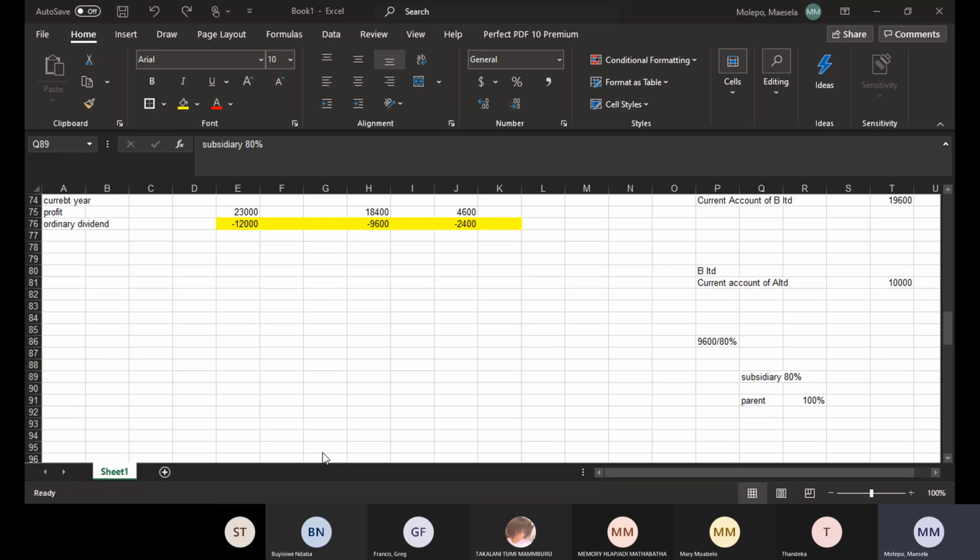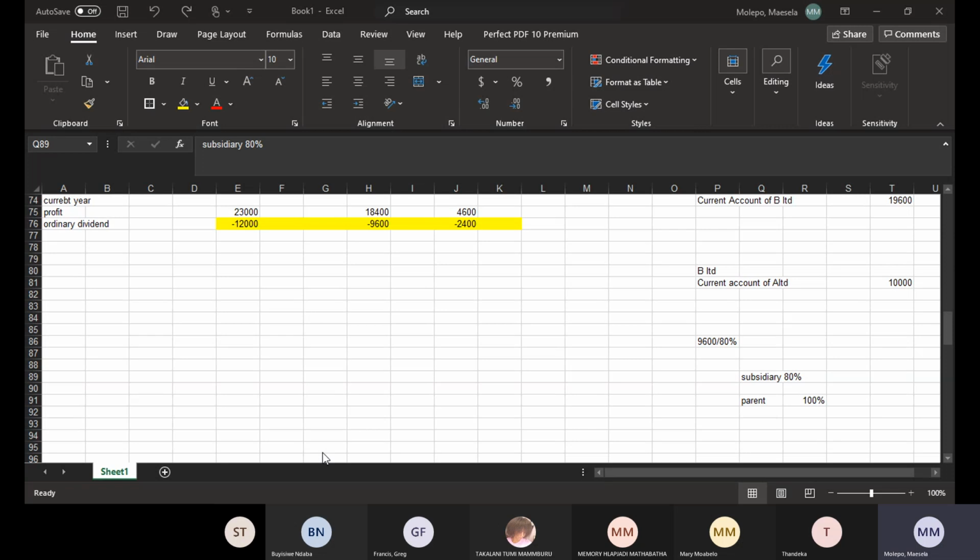Now, we didn't make any provision. However, he decided to declare the dividend, so we're going to receive the dividend. When we receive the dividend, it will be dividend received in the books of A Limited alone. In A Limited, there will be dividend received of 9.6 as an income, which will increase its current account by 9.6. So now the current account of A Limited is sitting on 19.6.